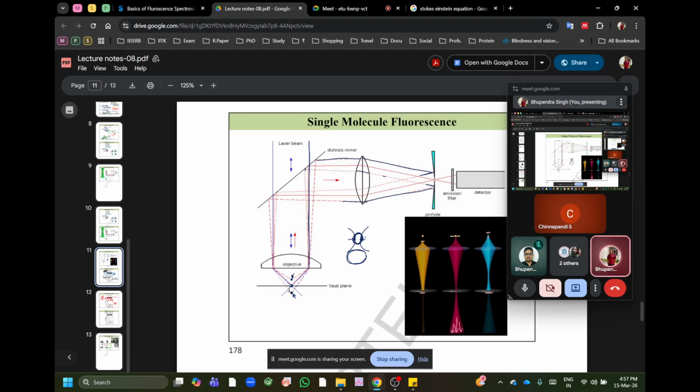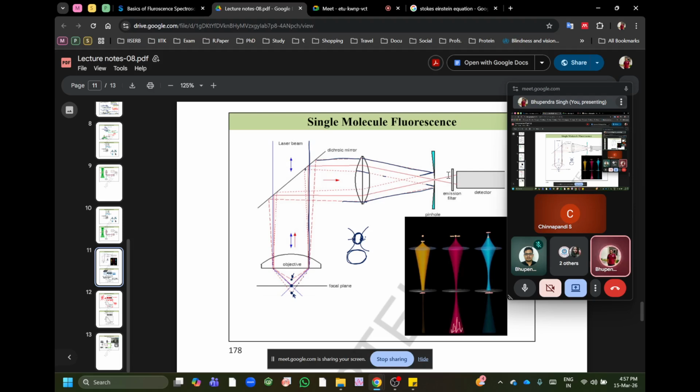Out of focus means even a small change in the focal plane, like this, the focus is changed from here to here. It is converging. This mirror is converging at this point. But the hole is here, so this ray will not pass through this pinhole. So basically it rejects out of focus fluorescence.